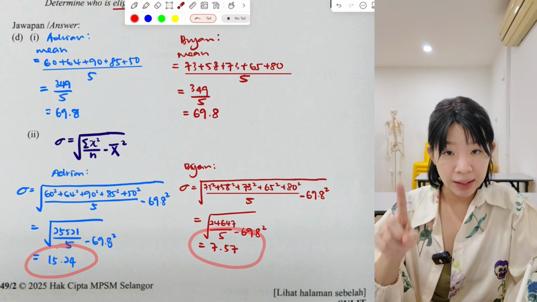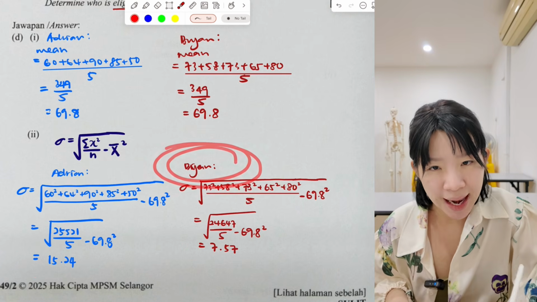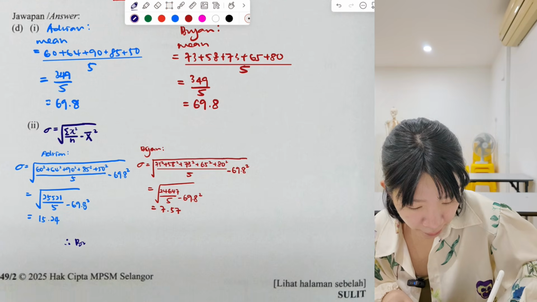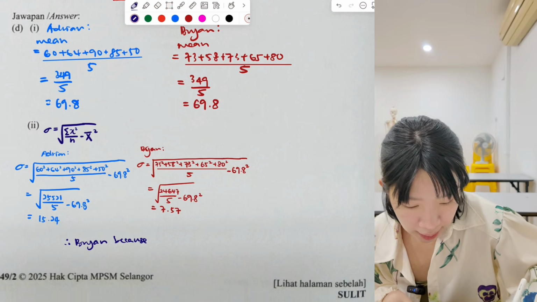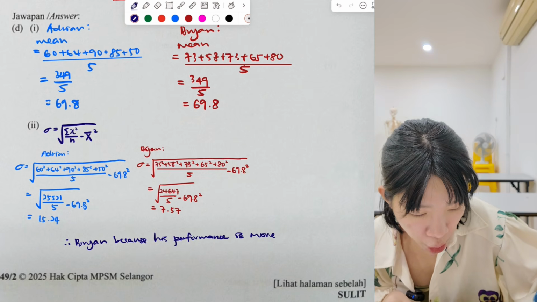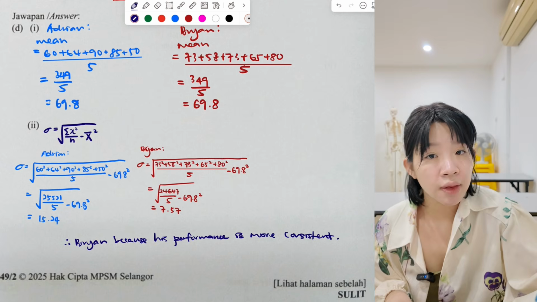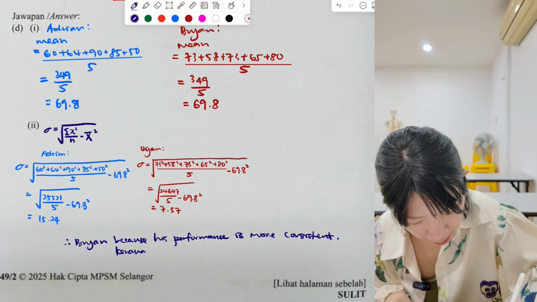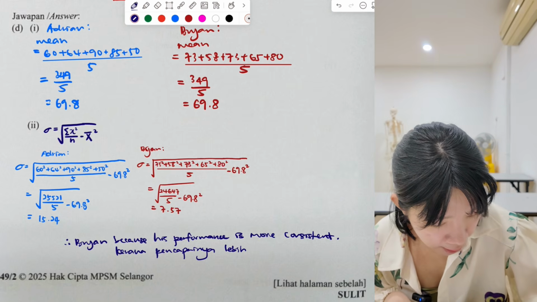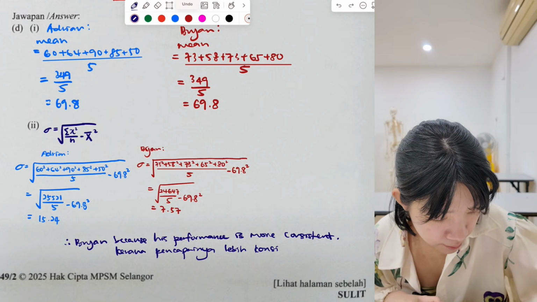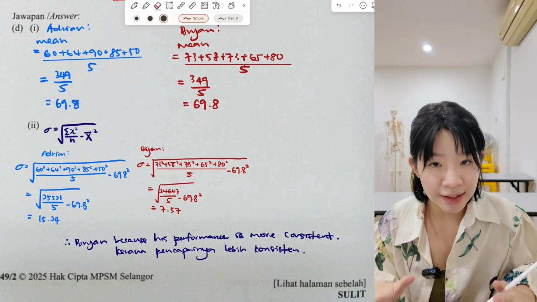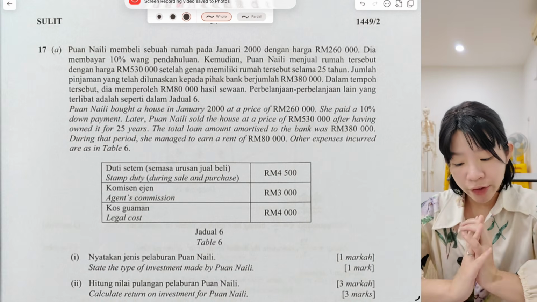The lower, the better. So Brian will be selected to represent the school. We need to give the justification, the explanation: Brian, because his performance is more consistent (Brian kerana pencapaiannya lebih konsisten). Understand? The smaller the standard deviation, the better it is. Okay, so done.